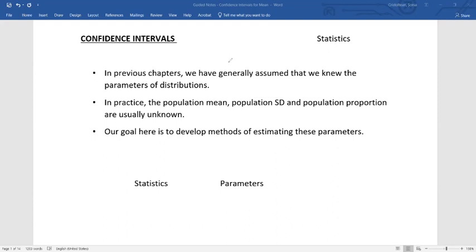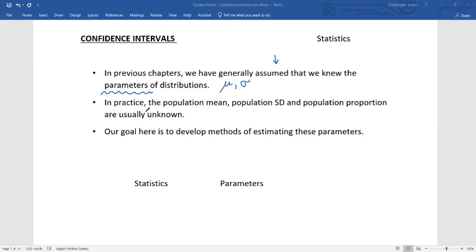Let's get started. In previous chapters, we have generally assumed that we knew the parameters of distribution. So you do recall that in previous chapters, mu was given, sigma was given. We knew the parameters, right? However, that was an assumption because the main idea in statistics is to try to get to the population values, to these parameters, knowing the information from samples.